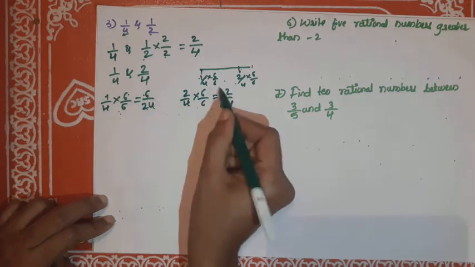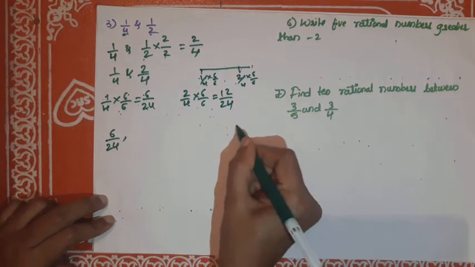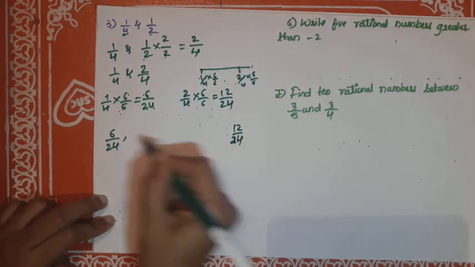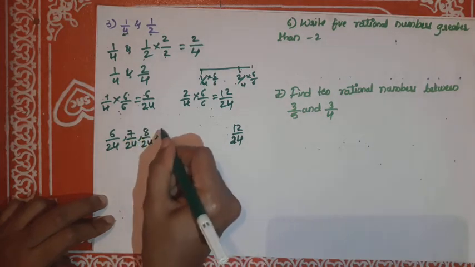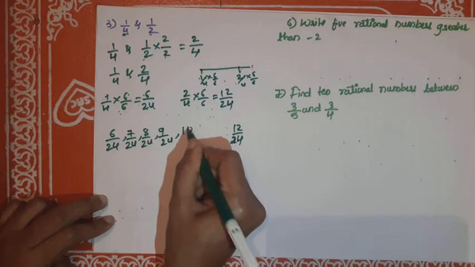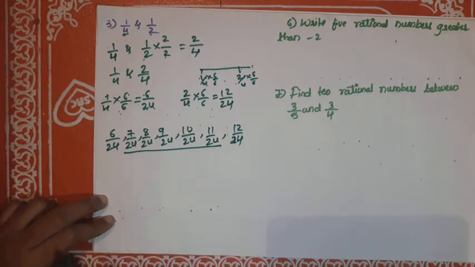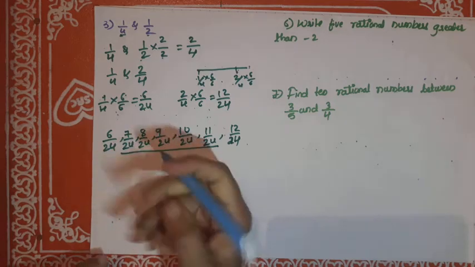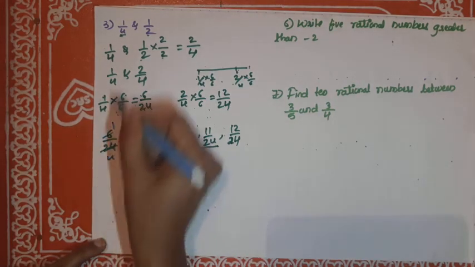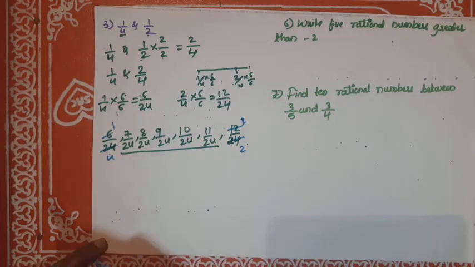Between 6 and 12 there are many rational numbers. The rational numbers between 6 by 24 and 12 by 24 are 7 by 24, 8 by 24, 9 by 24, 10 by 24, 11 by 24. Here we have 5 rational numbers between these two numbers. 6 by 24 is 1 by 4, and 12 by 24 is 1 by 2. So there are 5 rational numbers between 1 by 4 and 1 by 2.